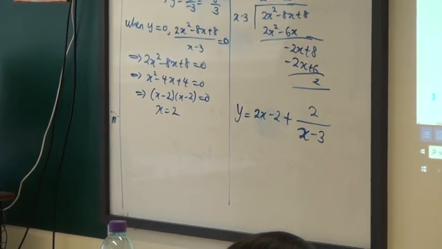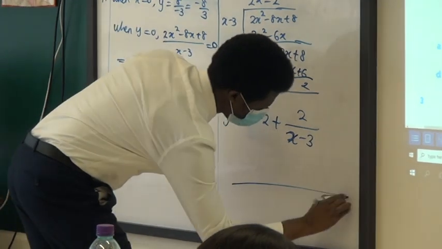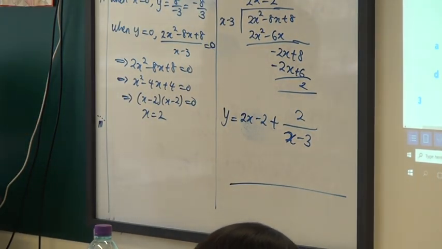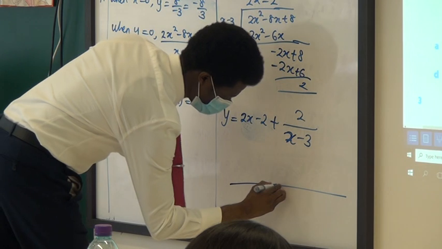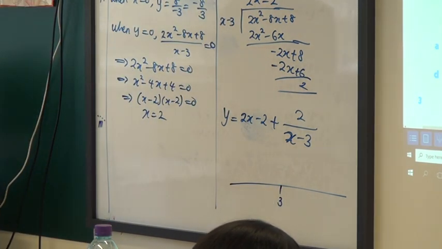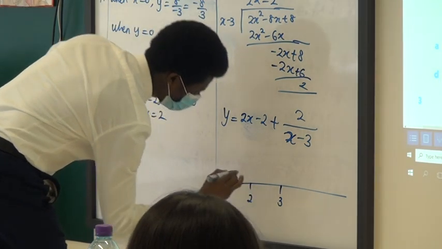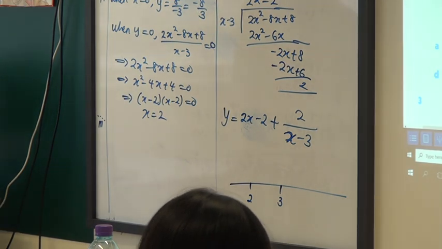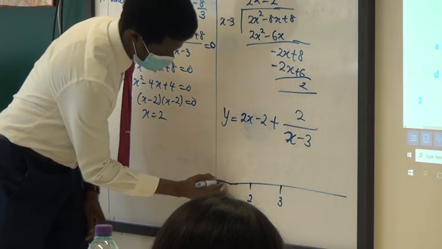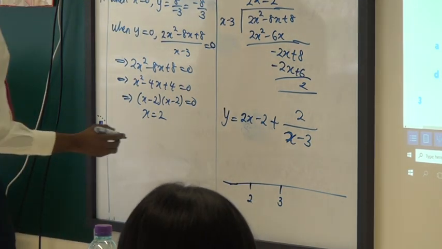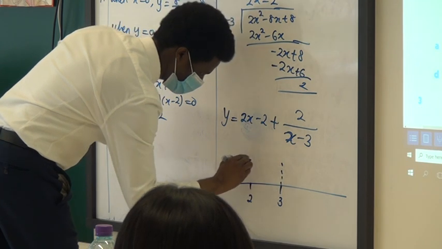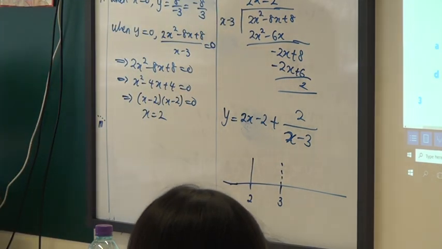So let's discuss the sign diagram. We have one vertical asymptote, x is equal to 3. Then we have only one intercept, we don't have two intercepts, x is equal to 2. Let's consider the asymptote will be a broken line, and for the intercept we use a thick line. So we have 3 regions which we consider here.